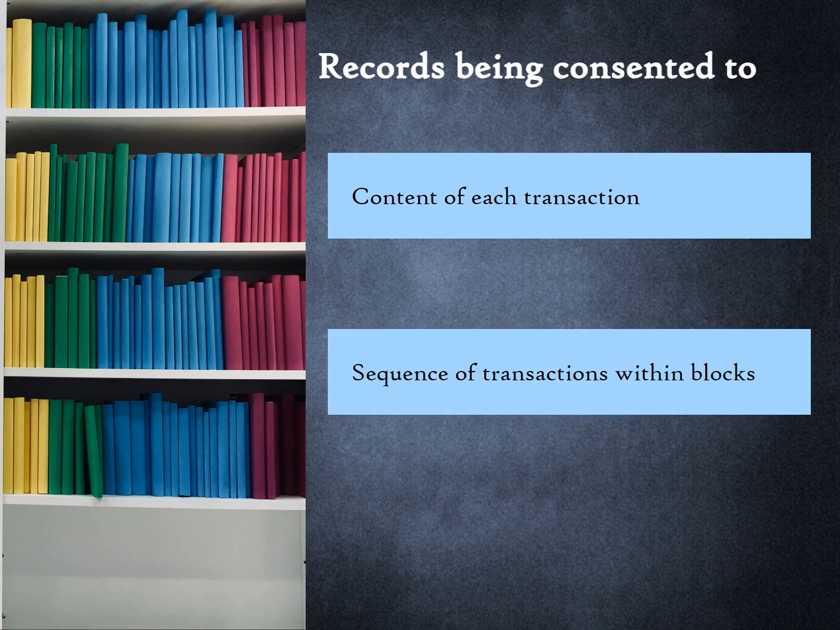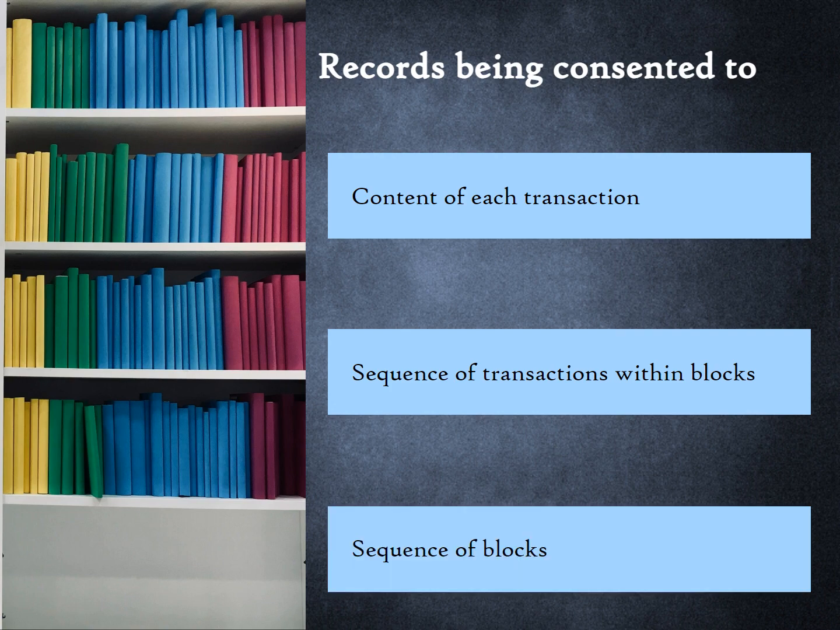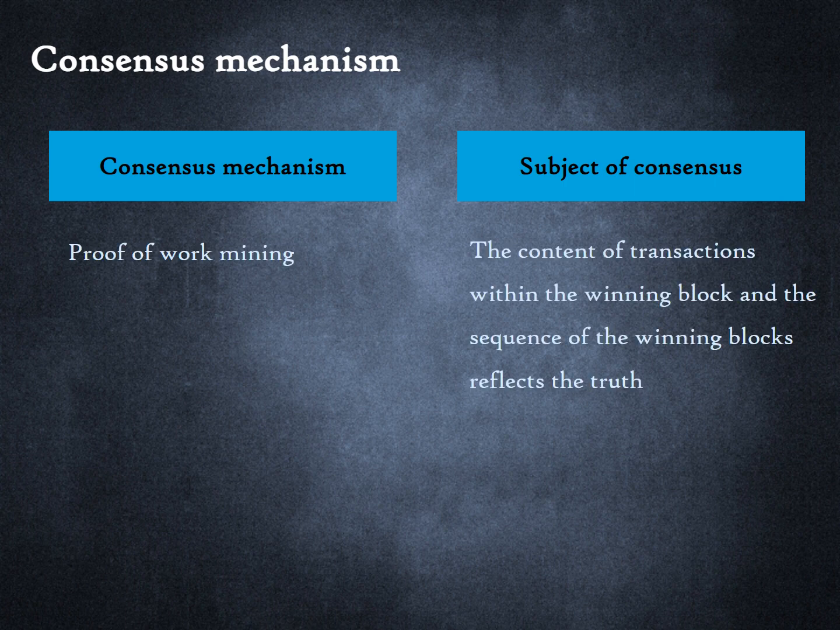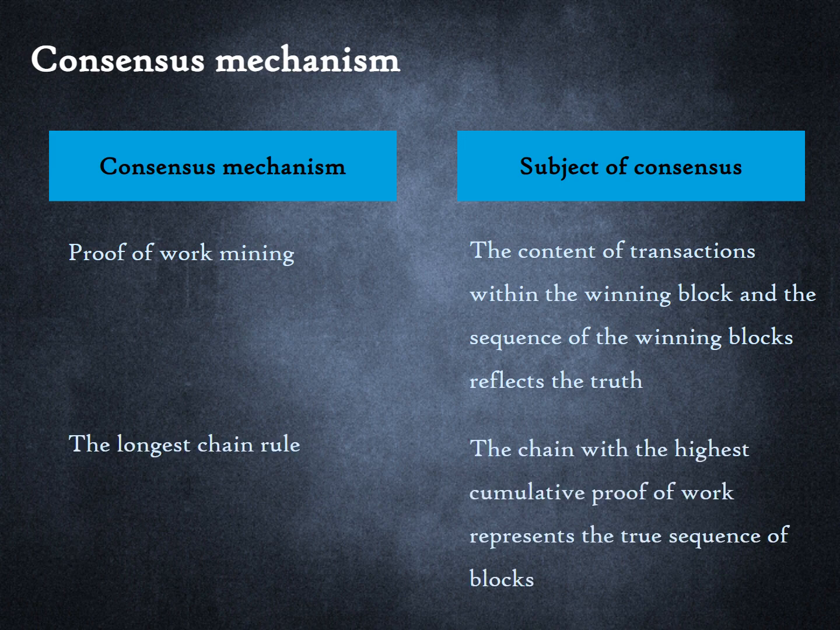Finally, all nodes agree to the sequence of blocks, though there may be temporary deviations from consensus because of soft forks. Consensus mechanism is the mechanism by which agreement is reached. The consensus mechanism in the Bitcoin blockchain is twofold. First, proof of work mining, which stipulates that the content of transactions within the winning block and the sequence of such mined blocks reflect the truth.